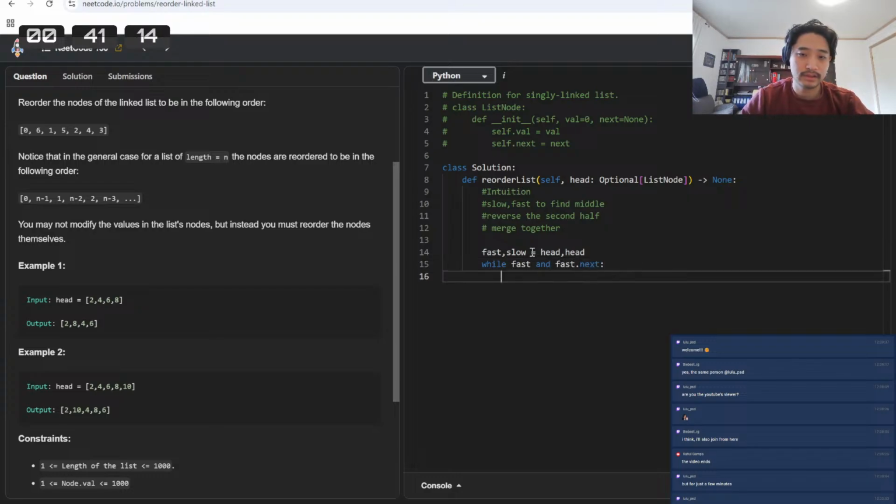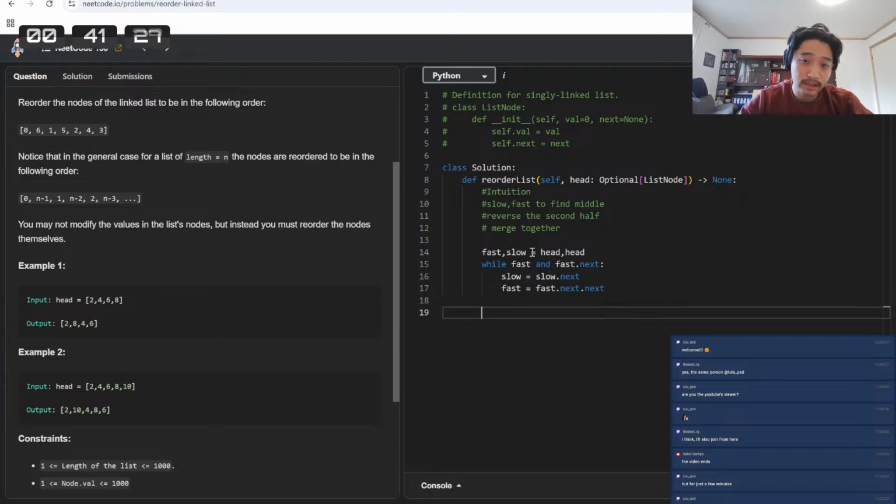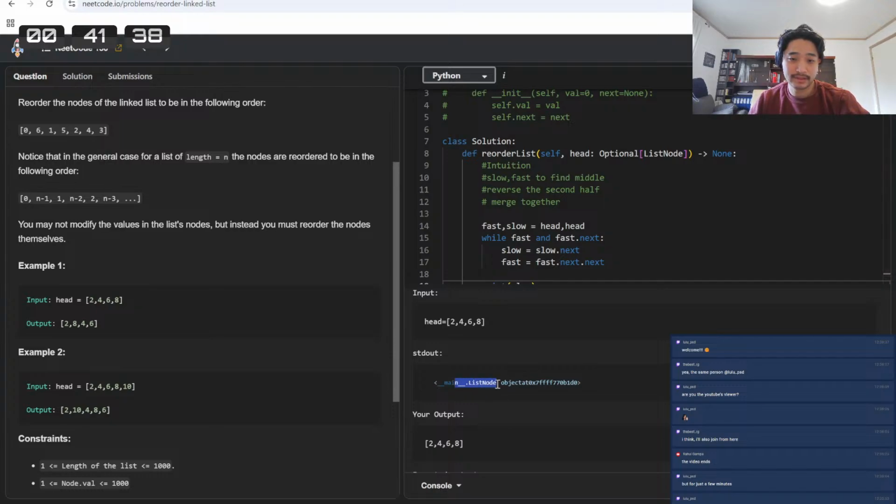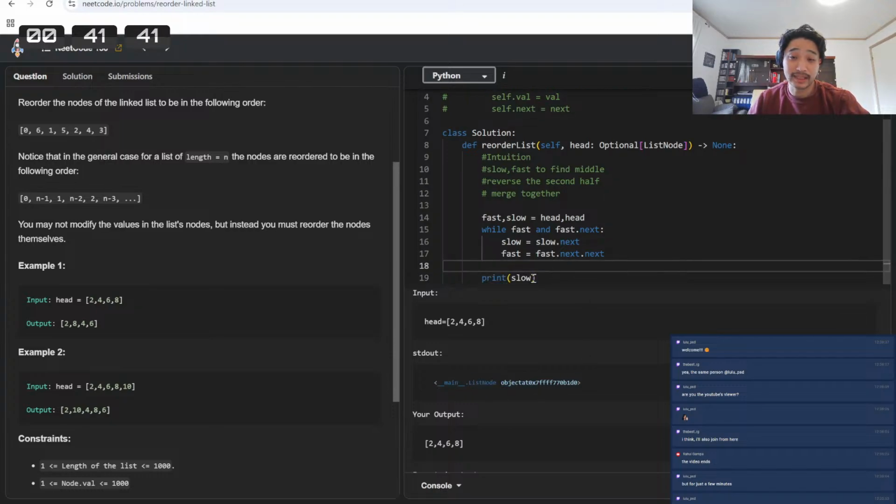Fast next. So slow would be equal to slow.next, and fast would be equal to fast.next.next. So it moves 2 steps ahead. At the end, I would just want to see what slow returns. Yeah, obviously it's going to return this. What did I expect? Val. That would point to also this node.